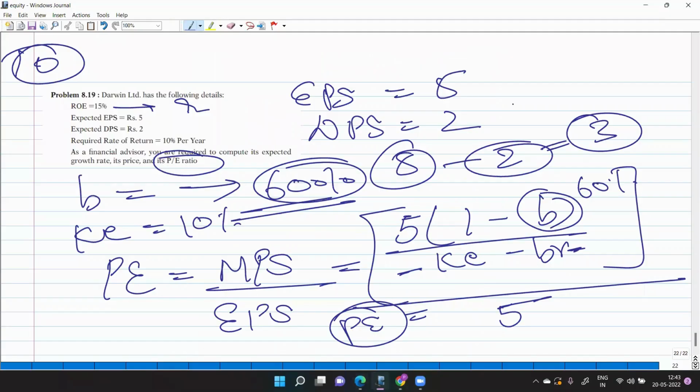Finally, the chapter is over, and I believe this much practical question is enough for the equity analysis. मैं तो इससे ज़्यादा नहीं करके जाऊँगी, ठीक है.